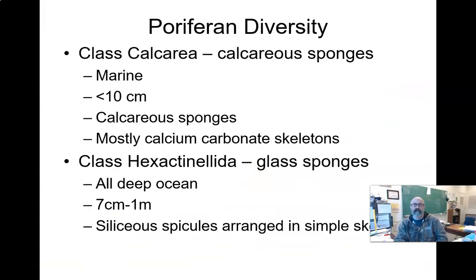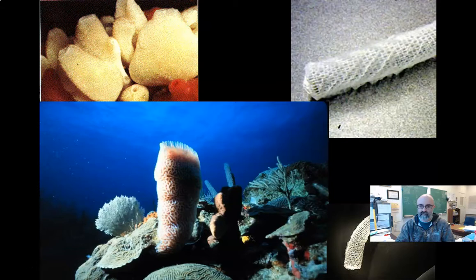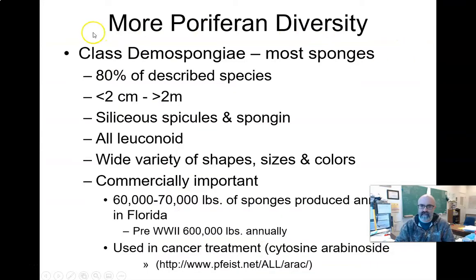Diversity of sponges. Kingdom Animalia, phylum Porifera. Two main classes I want you to know. Calcarea, which are the calcareous sponges, which are marine, with calcium carbonate skeletons, or Hexactinellida, like the one we saw at the beginning. These are the glass sponges that have siliceous spicules. Okay. See, like this, these siliceous sponges.